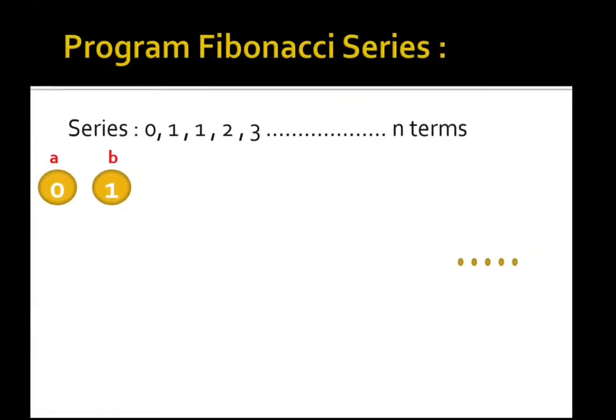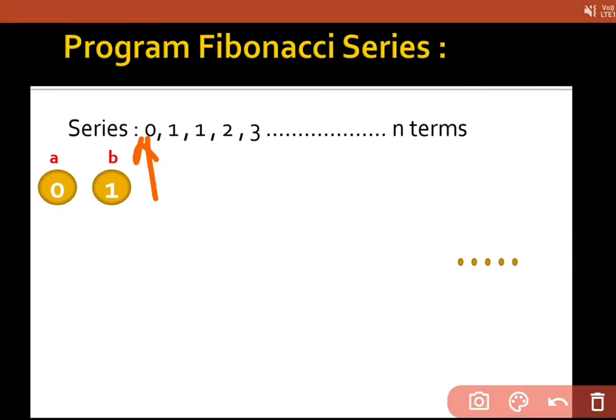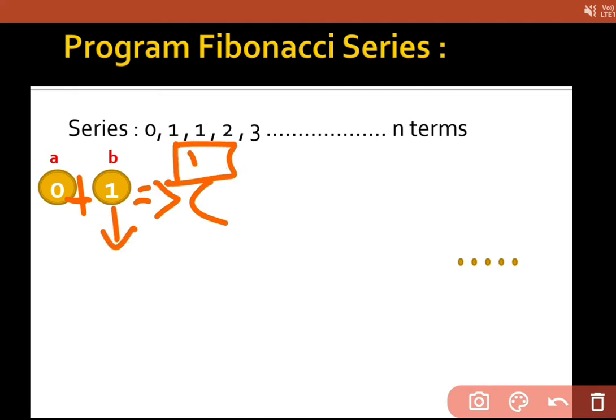Now see, something is new in front of you all, that is Fibonacci series. In this series, two things were constant, that is the first two terms. Means first term is 0 and second term is 1, is always there. And then what we have to do? We have to add them and then we have to store it in C. 0 plus 1 is 1 and we have to display 1 here. Then B becomes A and C becomes B.